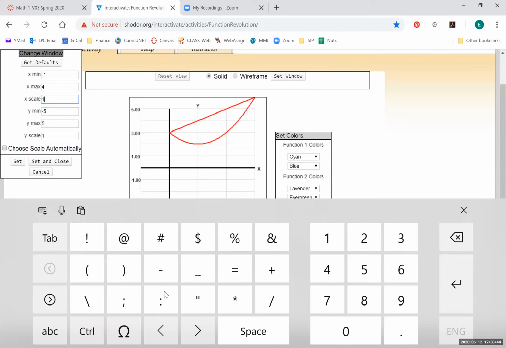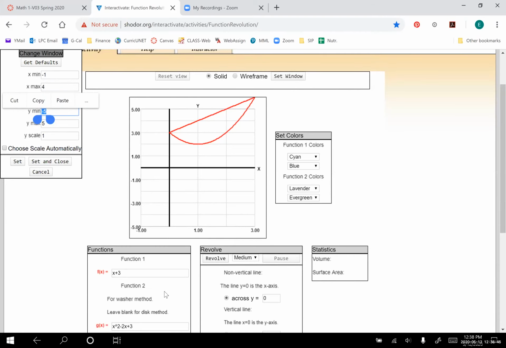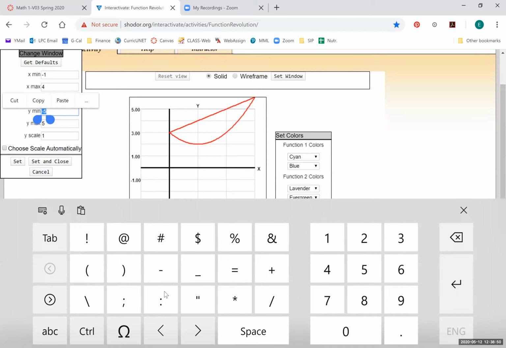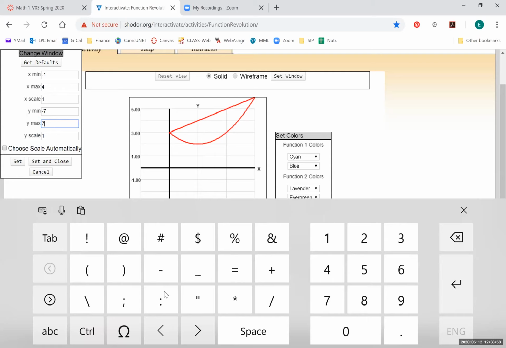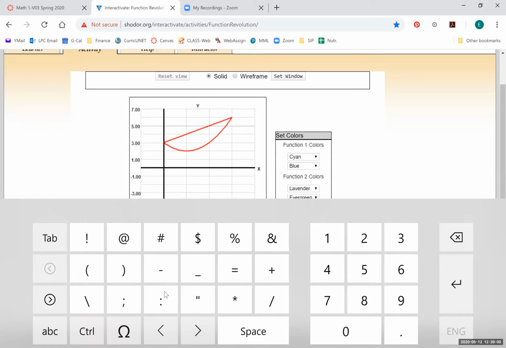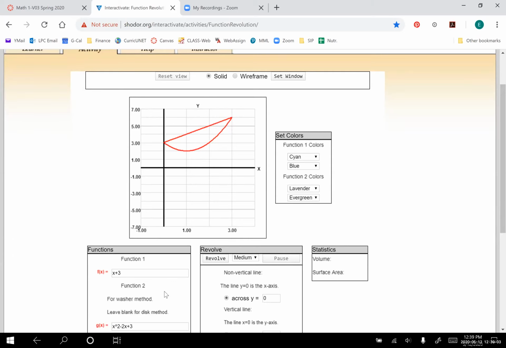Make the tick marks each be worth 1. I'm going to go from a little further out here on the y's so that we can fit that whole thing on the graph. Maybe -7 to +7. All right, so I'm going to set that. Yeah, now we can see the whole thing.